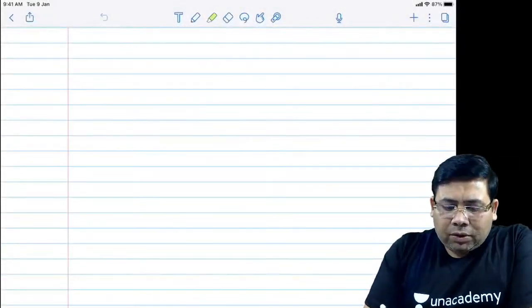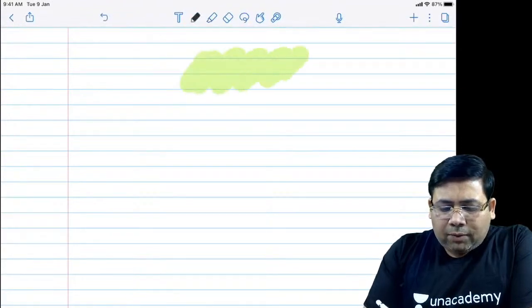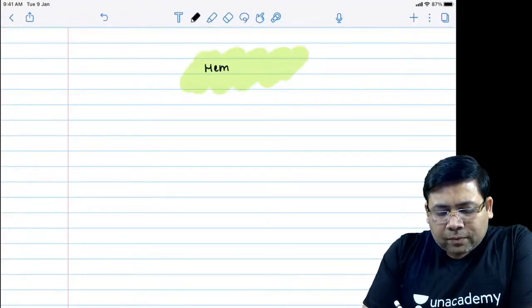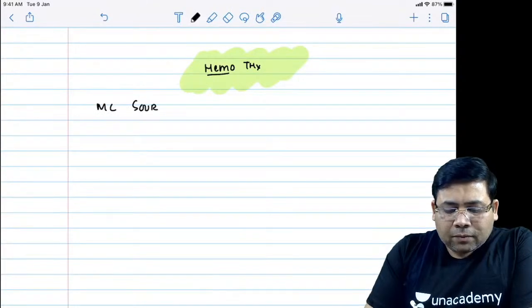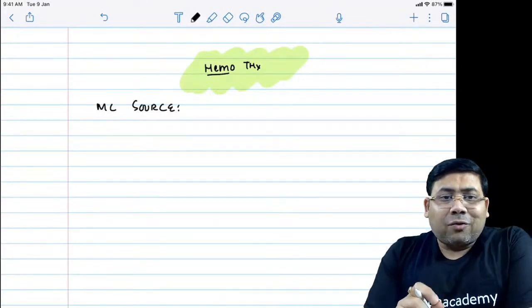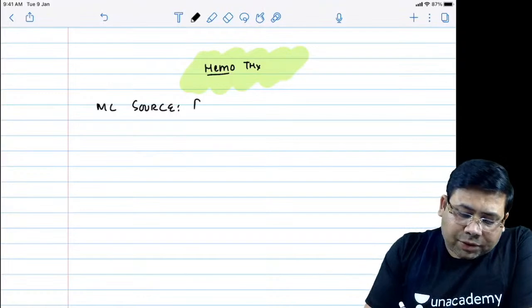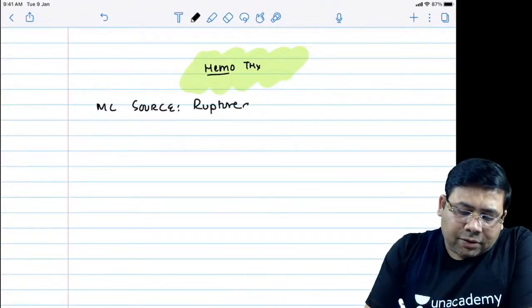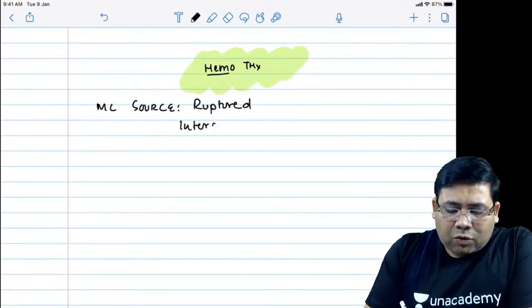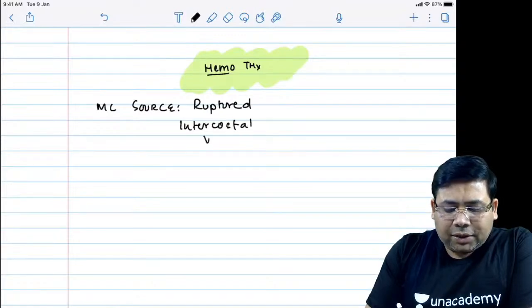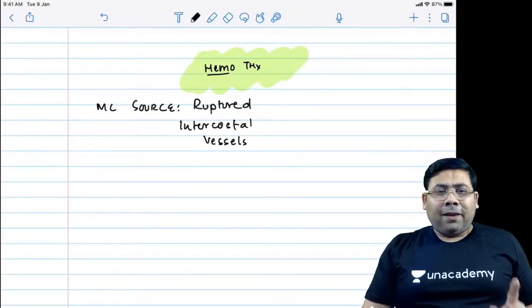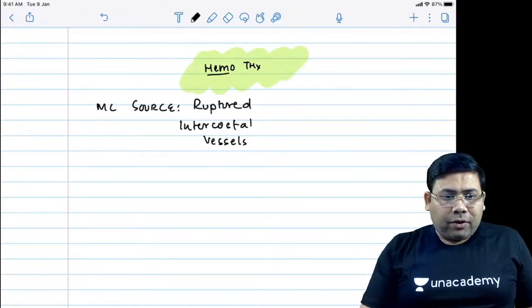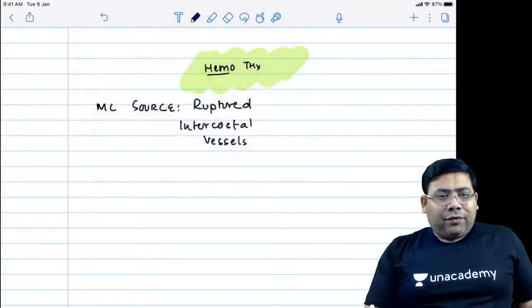So when we talk about the concept of hemothorax, what are the important things? The most common source is the traumatized intercostal vessels. It is the ruptured intercostal vessels which is the reason for this. Next is very important: dull percussion.